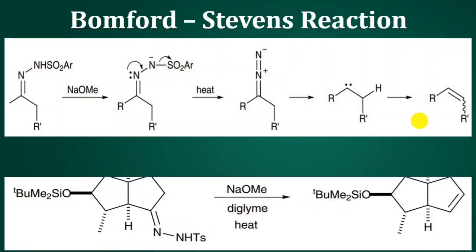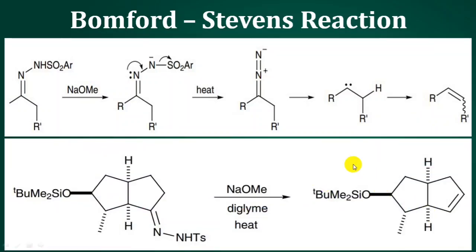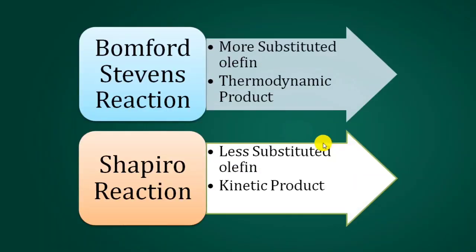So here comes another example, so you can easily solve this example. So what is the exact difference between Bamford-Stevens and Shapiro reaction? The first is that the Bamford-Stevens reaction gives the more substituted olefin, we can call it the thermodynamically controlled product, and the Shapiro reaction gives the less substituted olefin, we can call it the kinetically controlled product.